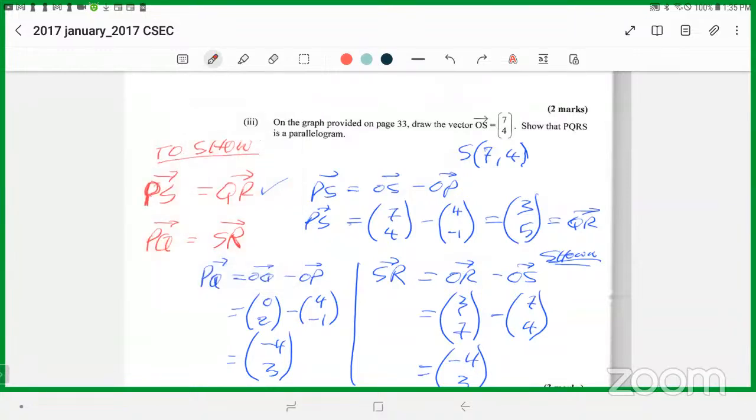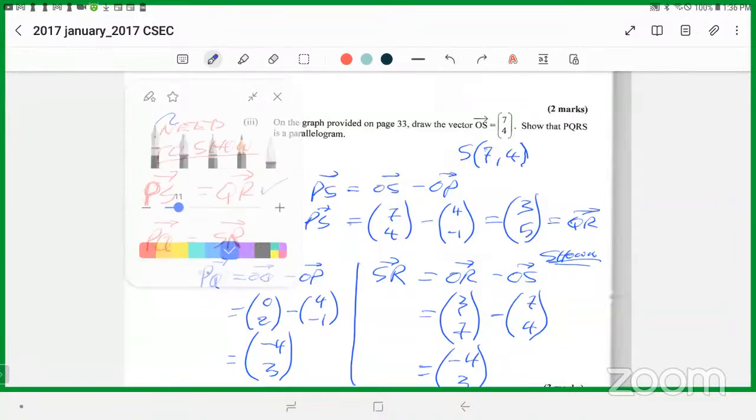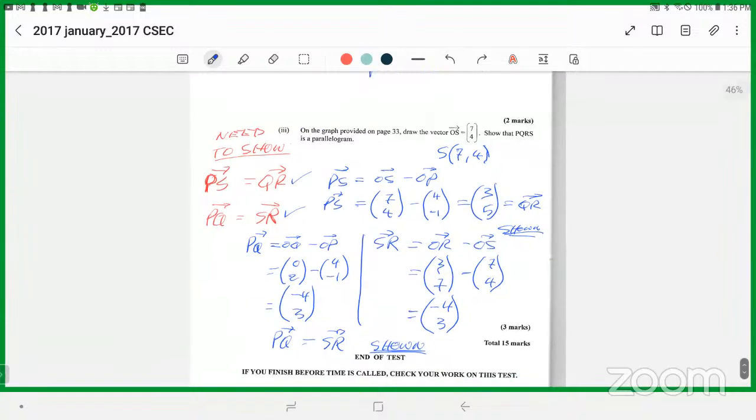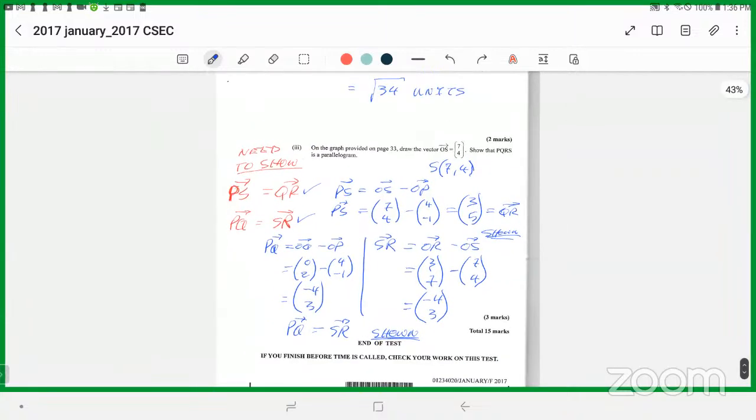So I need to show that it's a parallelogram. I need to show these two things, and I've done it for both of them. I show the first one, this one up here. I'm going to show the second one down here. So both of them shown, so I've satisfied that that's a parallelogram.